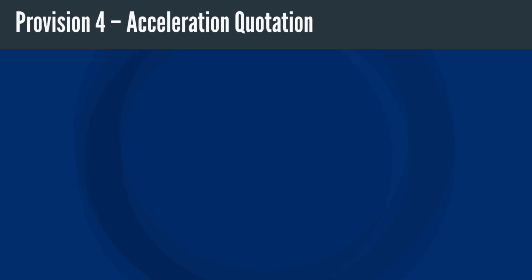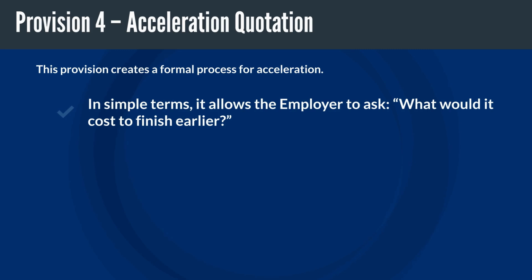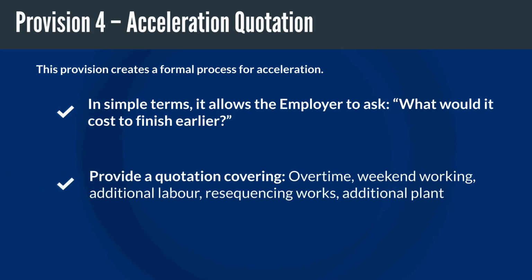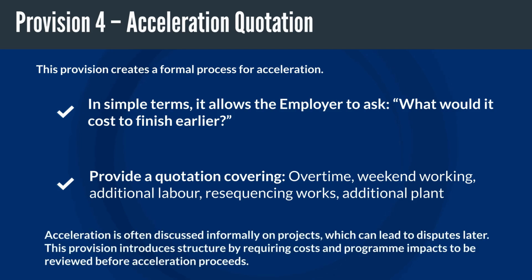Supplemental Provision 4. Acceleration quotation. This provision creates a formal process for acceleration. In simple terms, it allows the employer to ask, what would it cost to finish early? The contractor can then provide an acceleration quotation covering overtime, weekend working, additional labour, resequencing of works, and additional plant. Acceleration is often discussed informally on projects, which can lead to disputes later. This provision introduces structure by requiring cost and program impacts to be reviewed before acceleration proceeds.